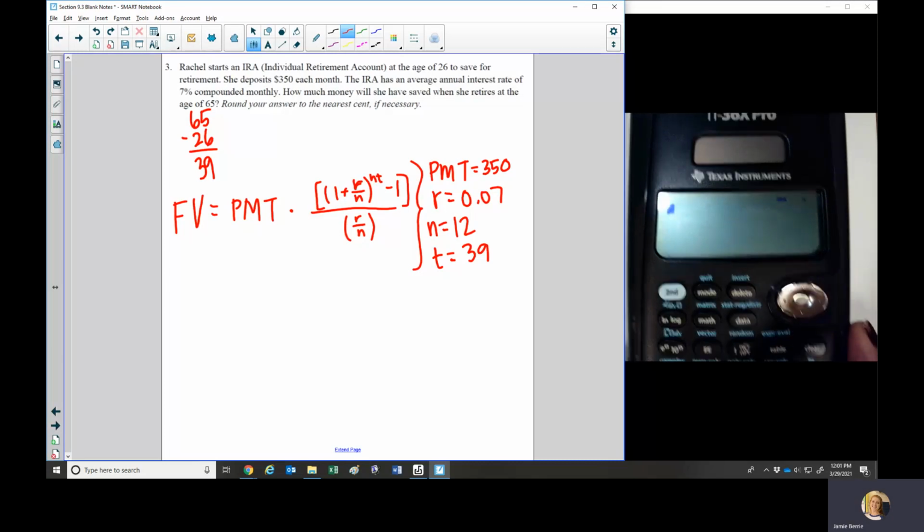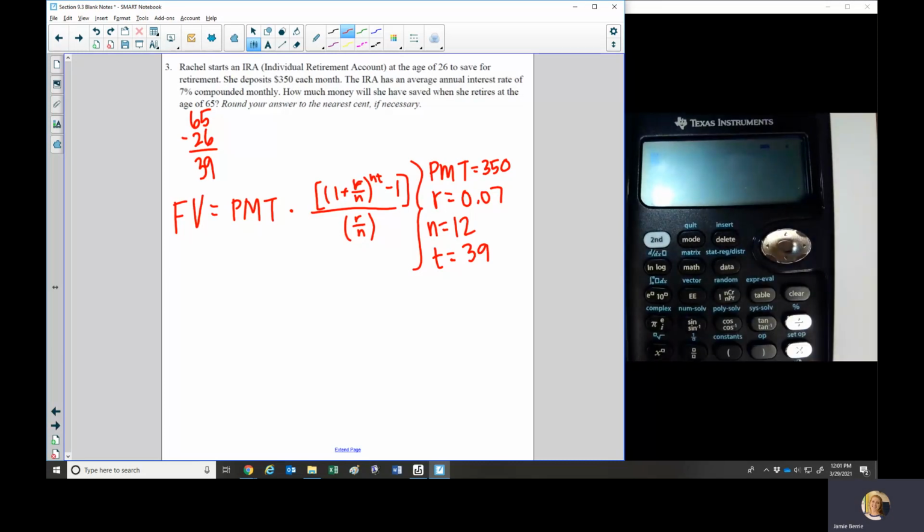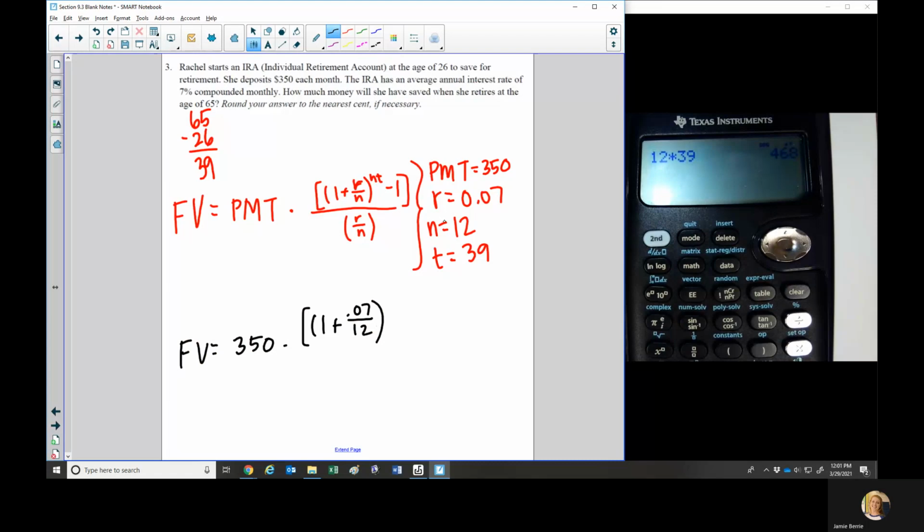All right, so here we go. First we need to type in the payment, right? I forgot I was supposed to write this out. Getting excited. I want to find out how much money she's going to have saved. All right, so 350 times, in the top, we have 1 plus 0.07 over N, which was 12, raised to the NT. All right, 12 times 39 is 468.